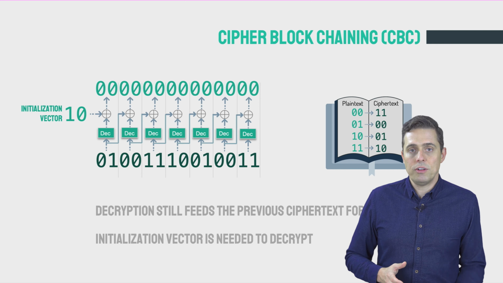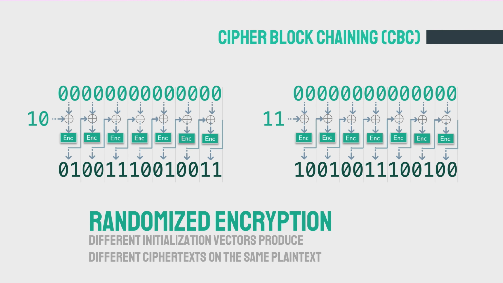Now we come to a really important property called randomized encryption. As you can see in this example, if we encrypt the same plaintext twice using the same key, but we use a different initialization vector, the ciphertexts will look totally different from each other. As we'll see in a moment, this is going to help protect us against the chosen plaintext attack.